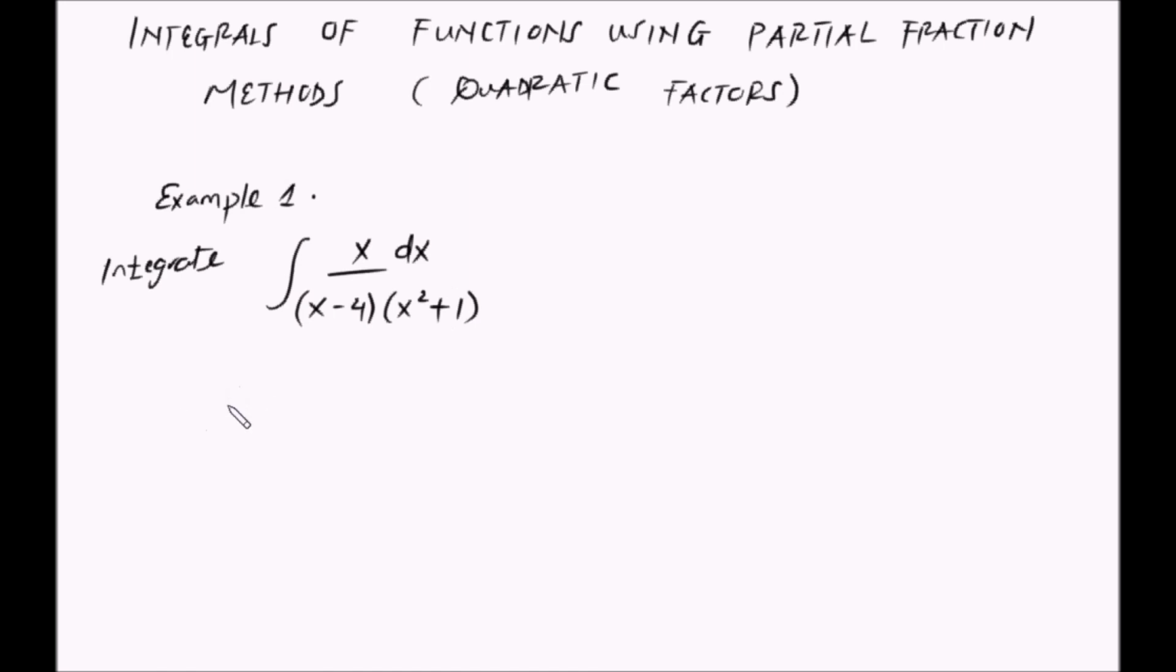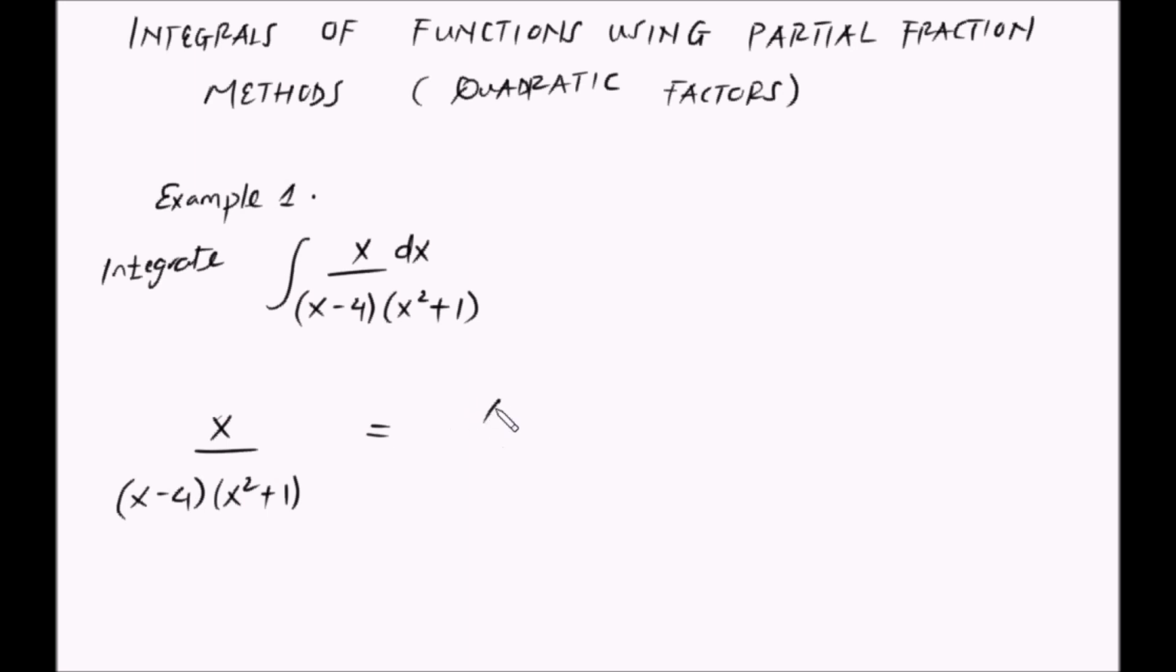So this rational function x over (x minus 4) times (x square plus 1). Hapa kwenye denominator ina factor mbili, linear na quadratic. Sasa ikiwa na quadratic, how do we partialize?